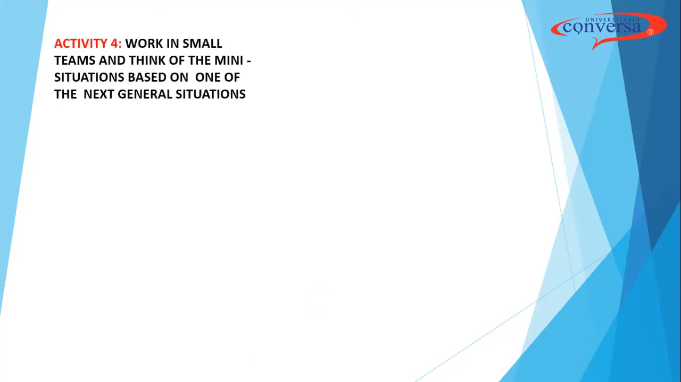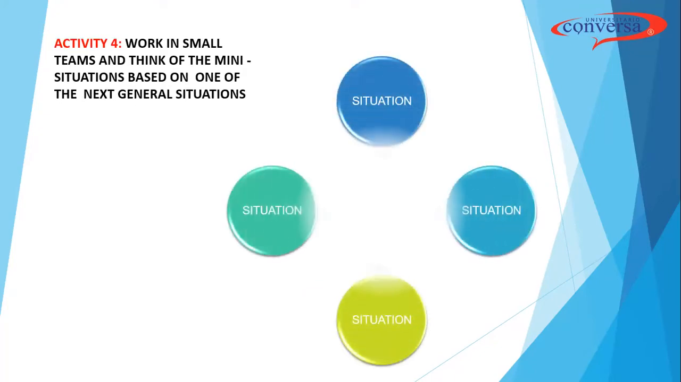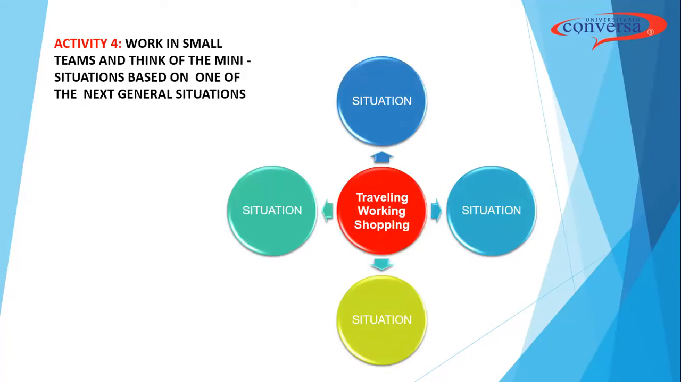Now, what is the next activity? Again, we are going to work in small teams, but pay attention. Here you have three general situations, the ones that you can see in red: traveling, working, and shopping. You will choose the one that you prefer, and you will think of 4 possible mini situations based on these general situations. So the instruction is to choose the one that you prefer and think of some possibilities in the options. Let's try to do it again in Teams.